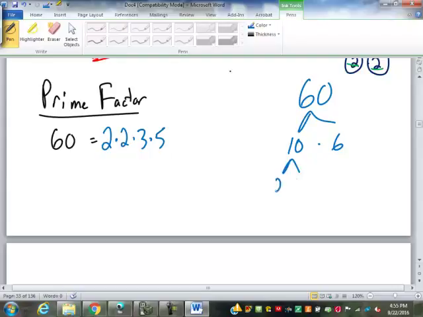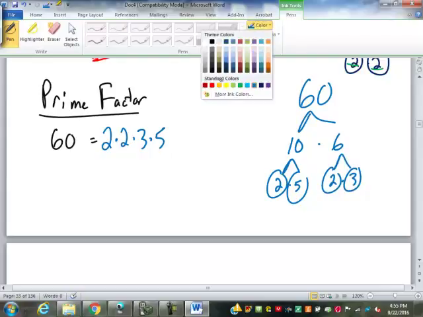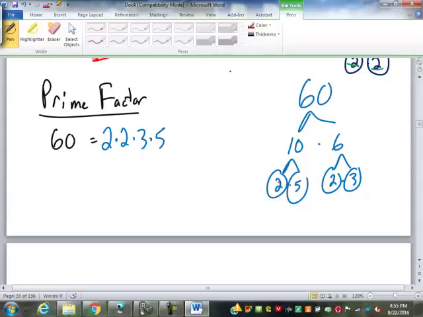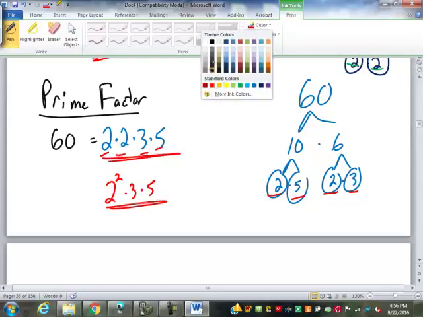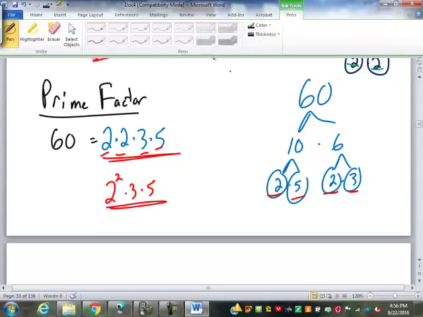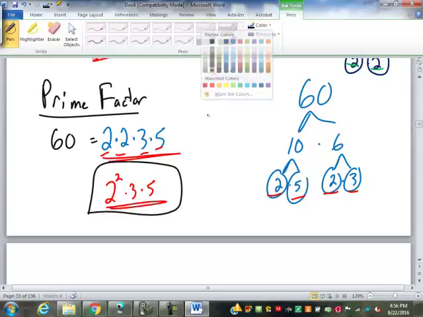The 10 can be split up into 2 times 5. They're both prime. 6 splits up into 2 times 3. They're both prime. And we want to put them in order from smallest to largest. So 2 times 2 times 3 times 5. Or you could have 2 squared times 3 times 5. Either one is acceptable. My math lab may ask you to put them in power notation. That would be like this. Or exponential notation would be like that.